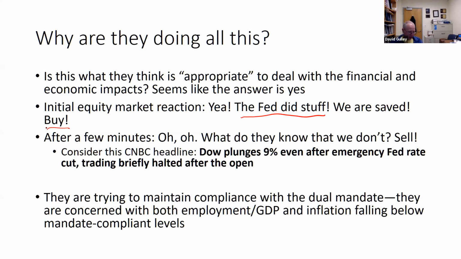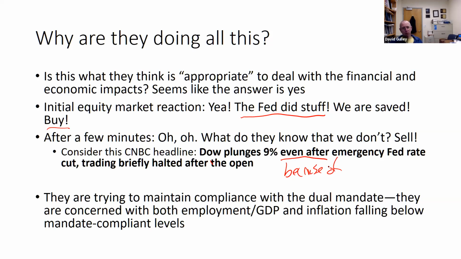This is a headline I pulled today from CNBC. Dow plunges 9% even after emergency Fed rate cut. Trading briefly halted after the open. The circuit breakers kicked in just right after the opening today. And notice the language, even after emergency rate cut. You could replace that language by, not despite, but because of. So in other words, what's happening here is the Fed might be signaling that it's seeing very bad things coming. And if they see very bad things coming, maybe financial market participants got in their heads that, gosh, we maybe ought to sell.